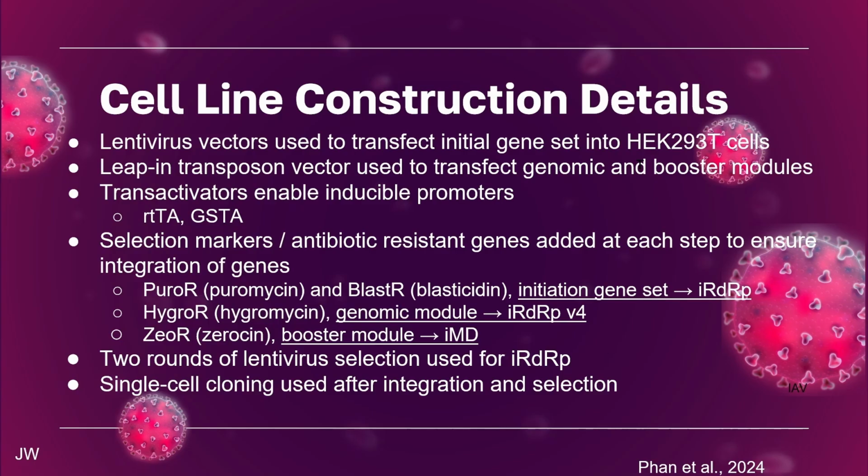Each integration step was confirmed using antibiotic resistance markers: puromycin and blasticidin for the initiation set of the inducible RdRP, hygromycin for the genome module, and zeocin for the booster module. They performed two rounds of lentiviral selection for the inducible RdRP and single-cell cloning after the final integration to isolate stable lines. The resulting IMD cells carry all influenza A virus genes except HA and NA, which can later be supplied by plasmid transfection to trigger full virus production.